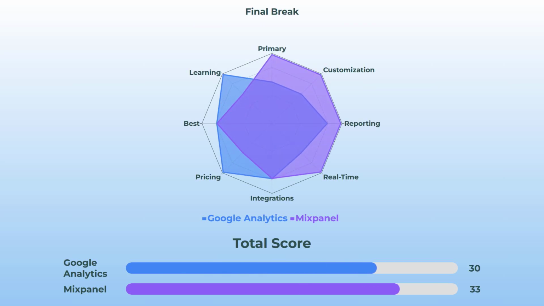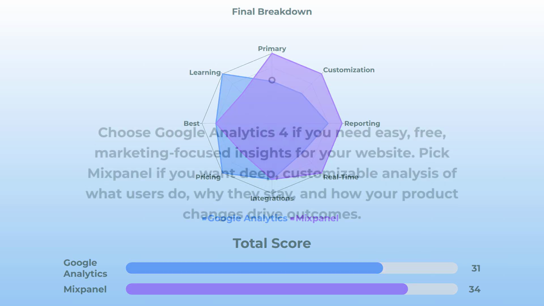Let's pause and take a quick look at a radar chart comparing both platforms across all these categories. You'll see Google Analytics shines in pricing and ease of use, but Mixpanel completely dominates on tracking customization and deep analysis. So, what's the takeaway?